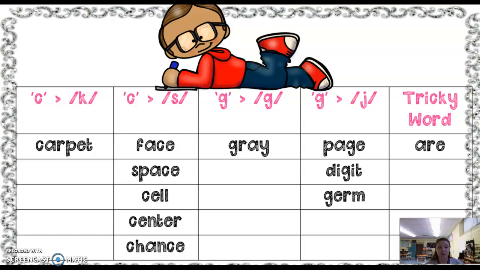Remember, we are working on tricky spelling C and tricky spelling G this week. Sometimes the letter C says K like carpet. Sometimes the letter C says S like face. Sometimes the letter G says G like gray. Sometimes the letter G says J like page. Our tricky word this week is a rule breaker, and our tricky word is the word R.